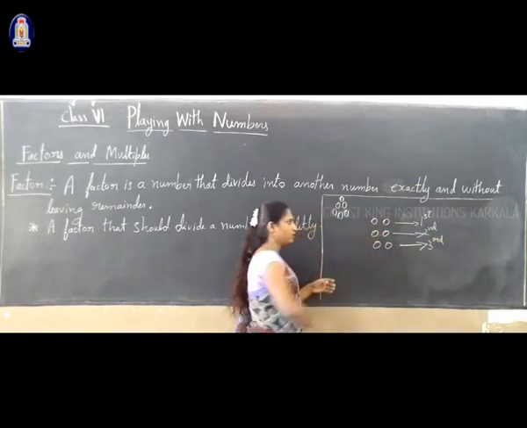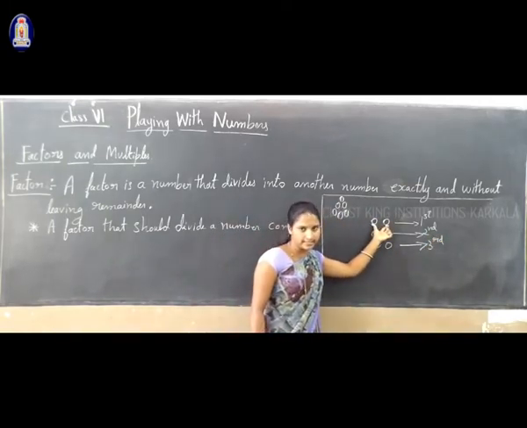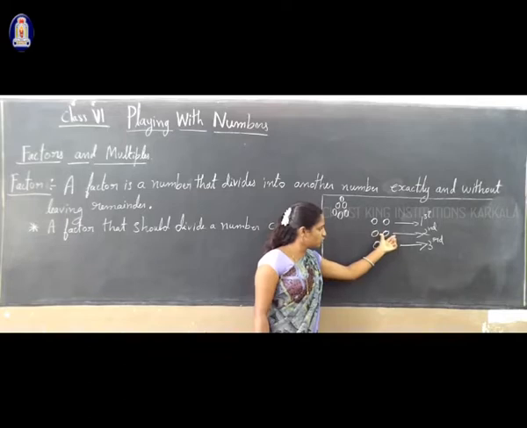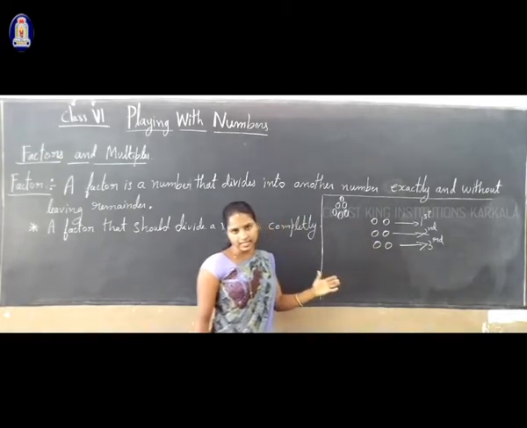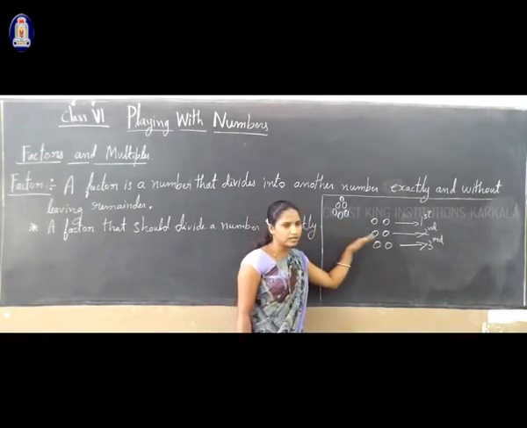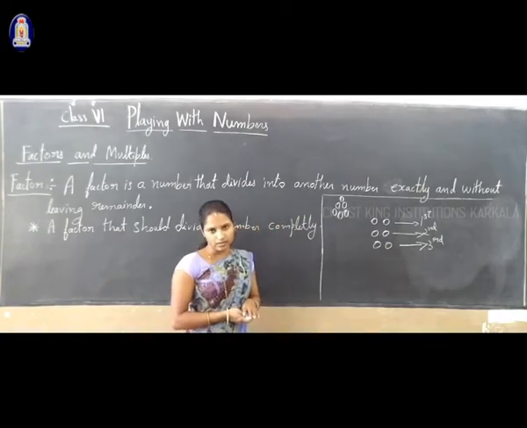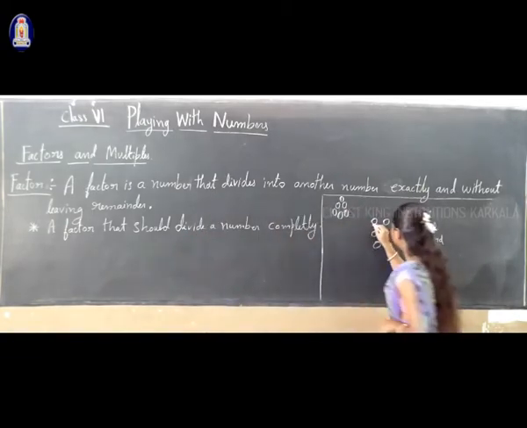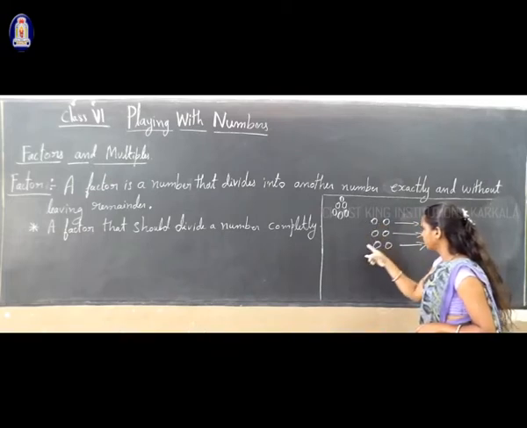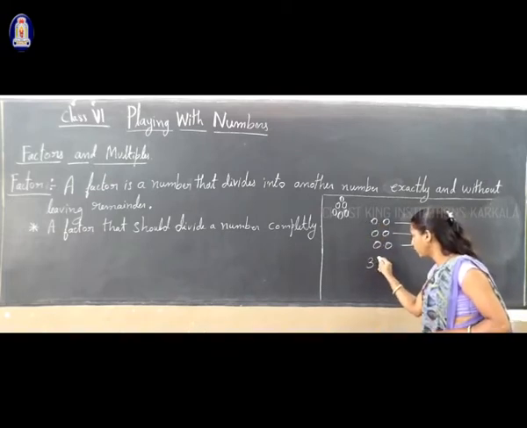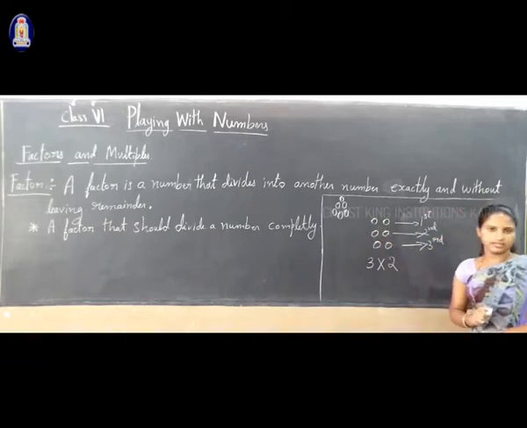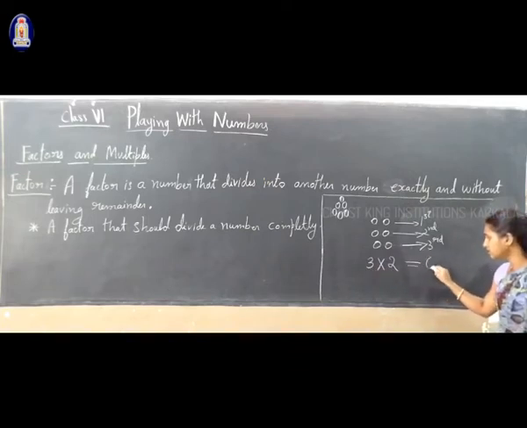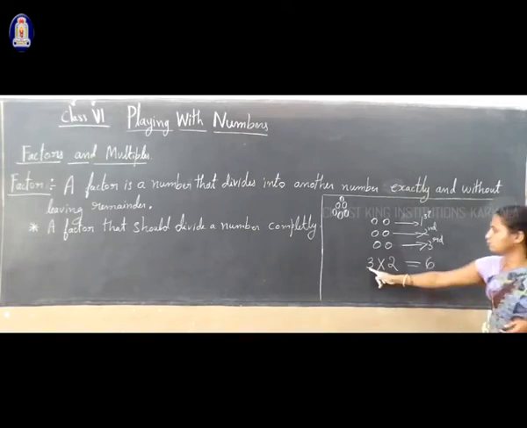So in the first row, how many chocolates did we arrange? 2 chocolates, right? 1, 2. In the second row there are also 2 chocolates. So we arrange chocolates equally in each row. First row, second row, third row. Correct? There are 3 rows. How many chocolates do we arrange in each row? 2 chocolates. Clear? So 3 into 2 is 6.